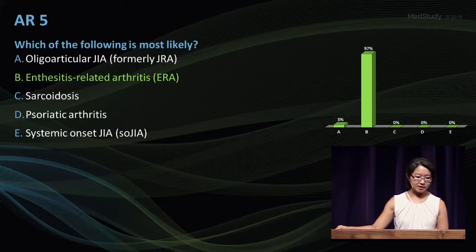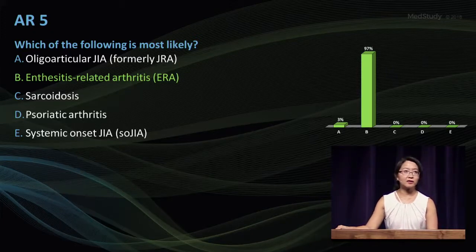So you are correct. Enthesitis-related arthritis is what this patient has, who has buttock pain, enthesitis in his Achilles tendon, as well as other tendons.